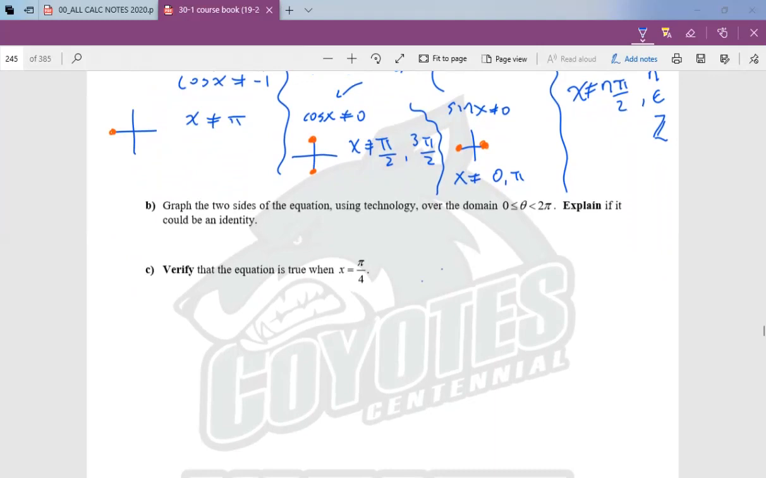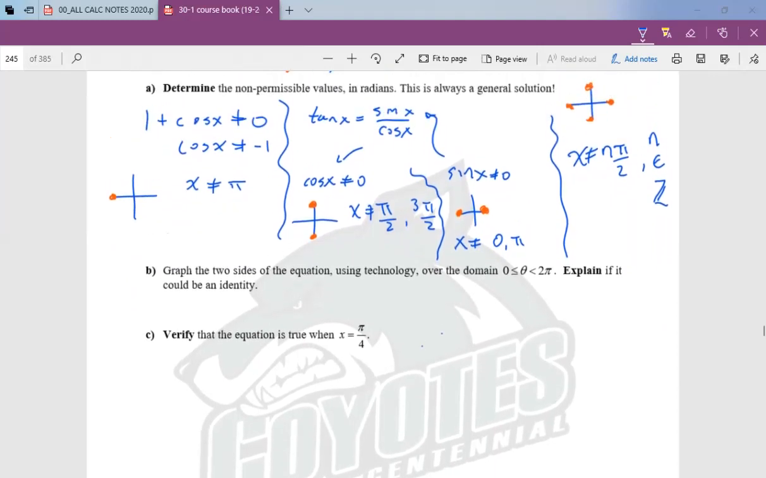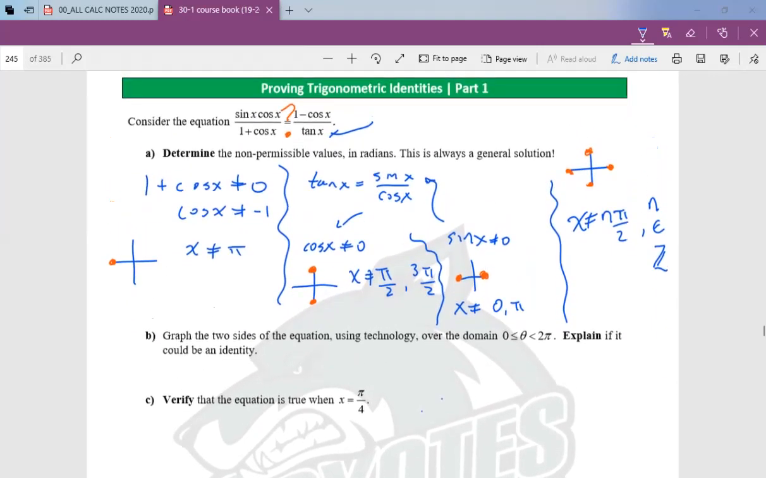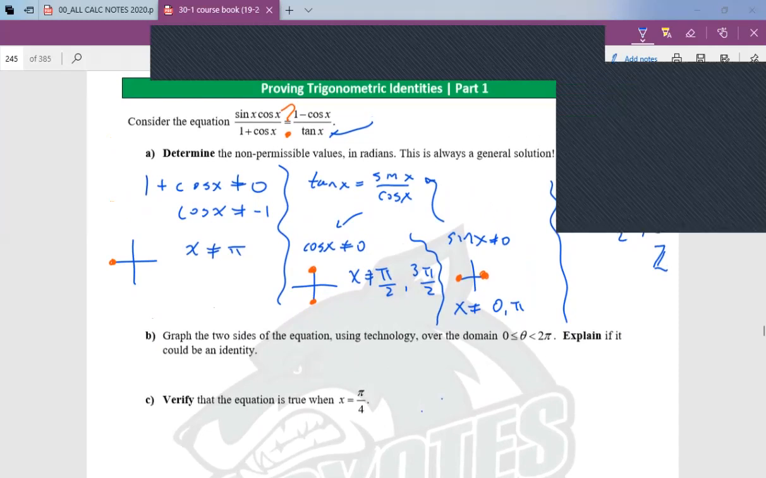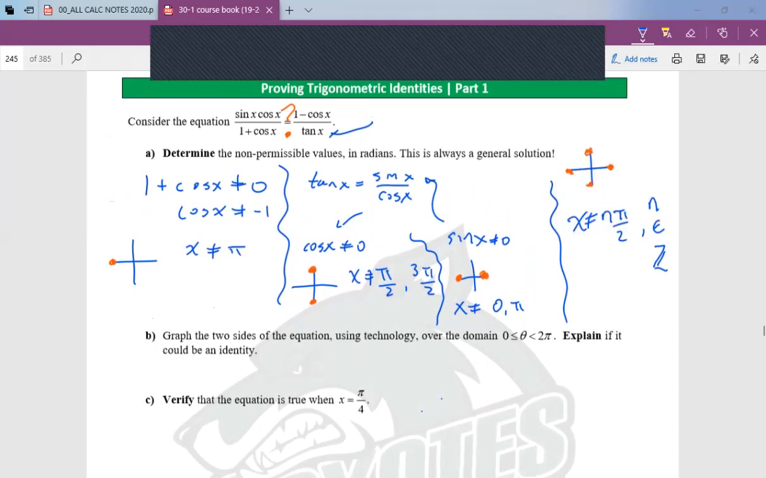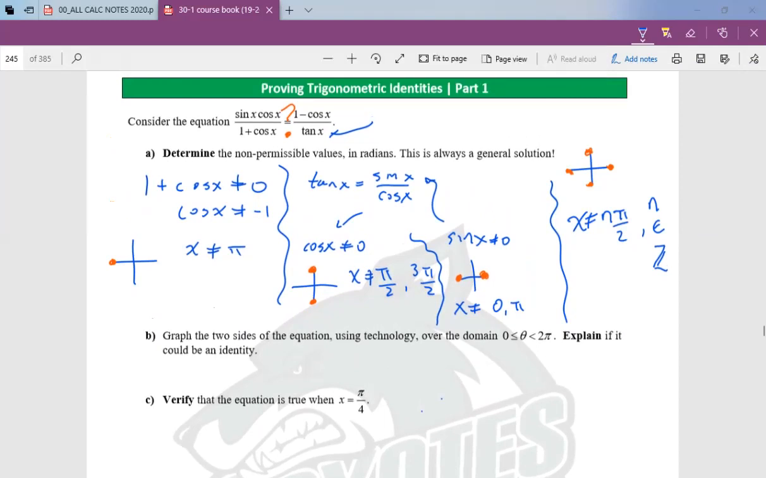Graph the two sides of this equation over the domain of 0 to 2 pi. Explain if it could be an identity. All right, so what it means is, if we graph these on your calculator, and I would encourage you to pick up your graphing calculator, let's try to graph the left side of this equation as y1. Let's try to graph the right side of the equation as y2.